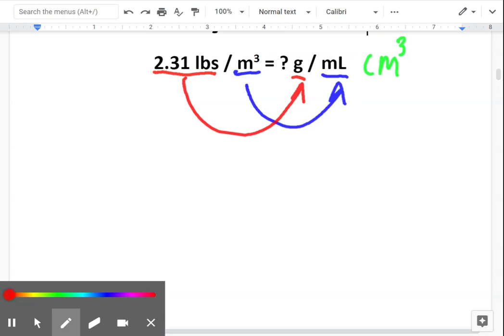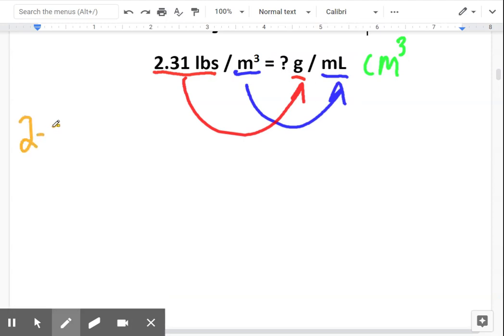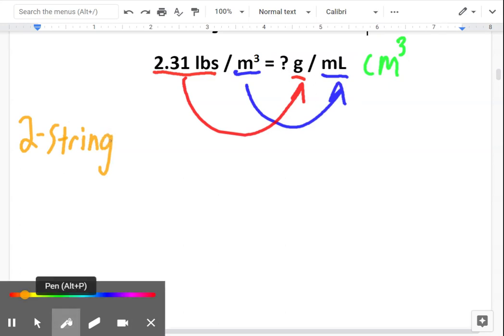So what we have here is a problem where we're juggling two things at once. There's two ways you can do this. I have dubbed these 2-string and 1-string. We are going to do the 2-string method first. All right, so let's see. I'll use orange. All right, so the first way I'm going to do this is 2-string. For 2-string, we're going to take those two pieces and we're going to treat them separately. We're not going to do it all at once. We're going to treat them as two little problems.